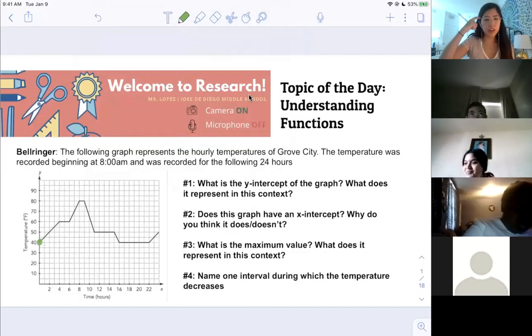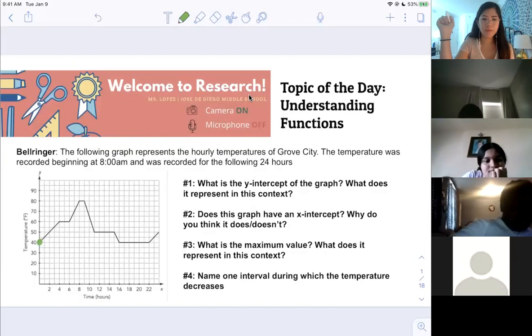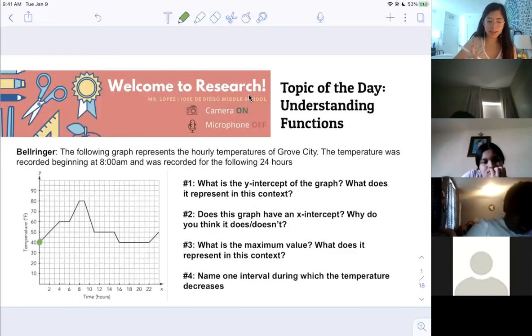So where do you guys look when you're looking for the y-intercept? We look on the left side. On the y-axis. That's the most important thing. You look for the y-axis and you look at where it touches the y-axis. So that's my y-intercept.